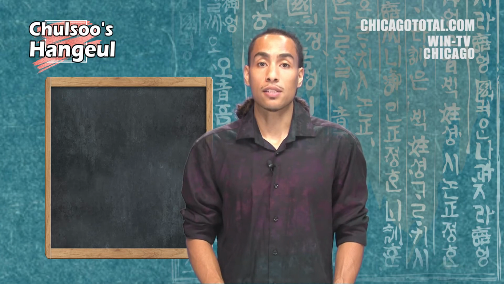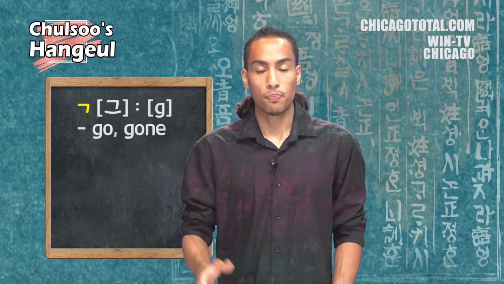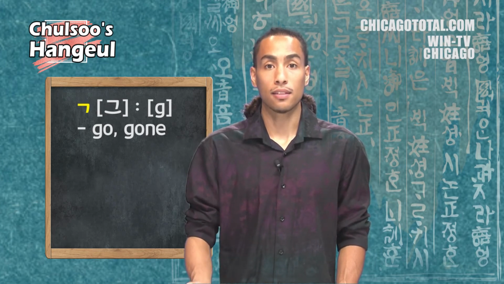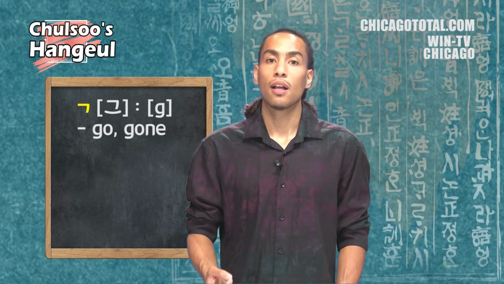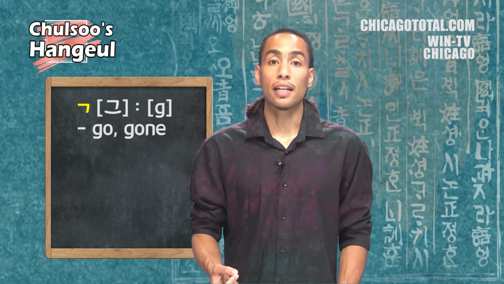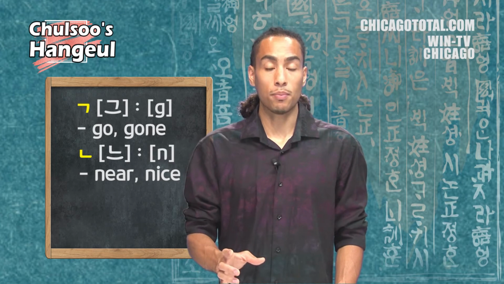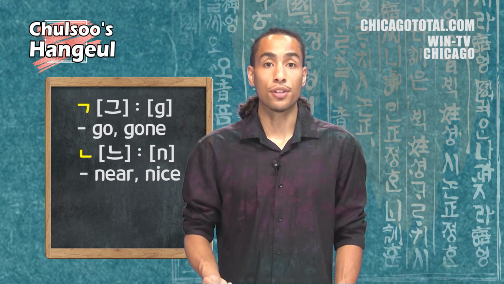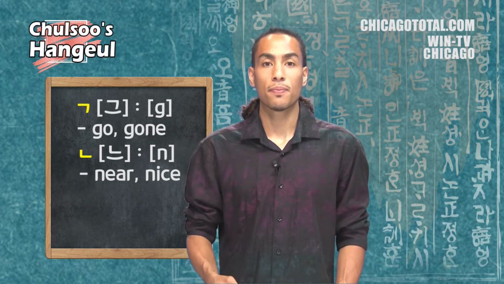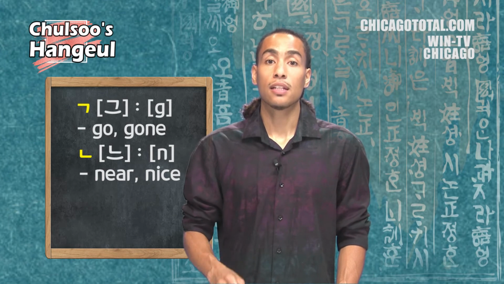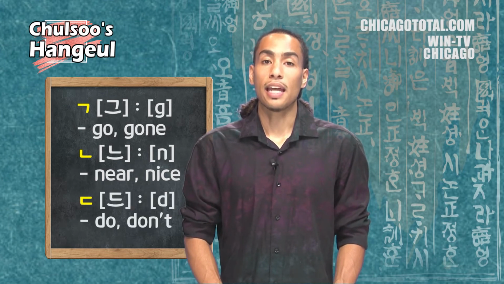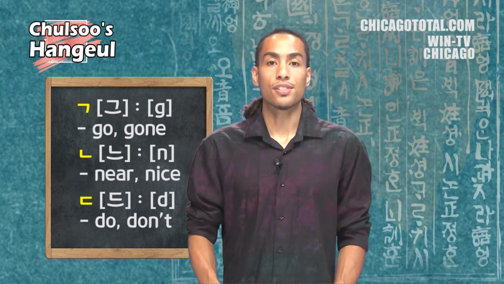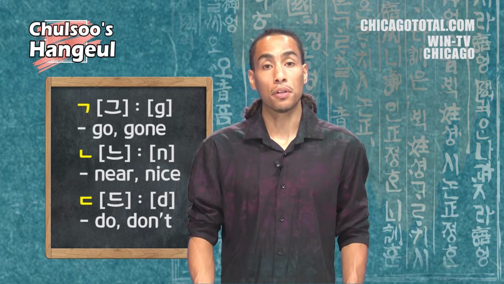So, first consonant, 기역, which is the name, and it's pronounced 그, as in go or gone. Everybody say 그, 그. Next one, 니은 is the name, which is pronounced 느, 느, as in near or nice. And the third consonant is 드. The name of it, 디귿, pronounced 드, 드, as in do or don't, 드.